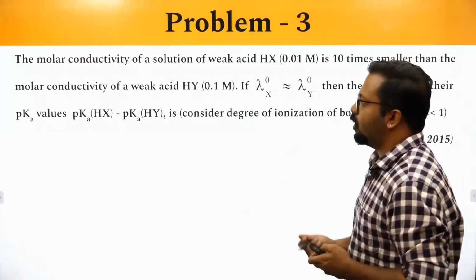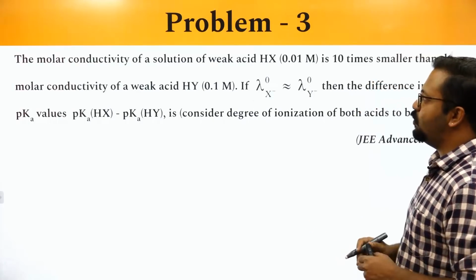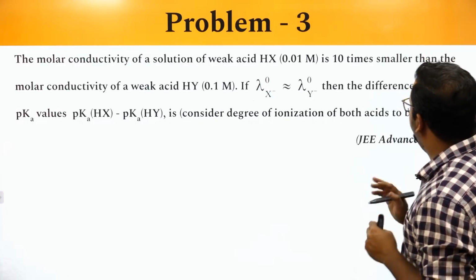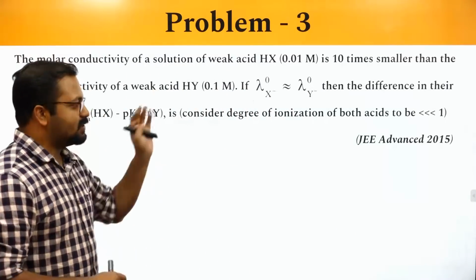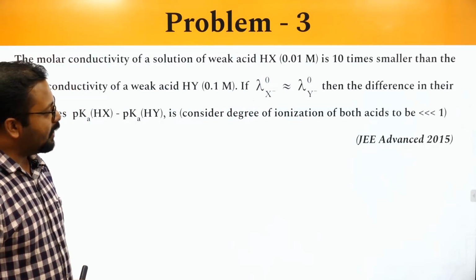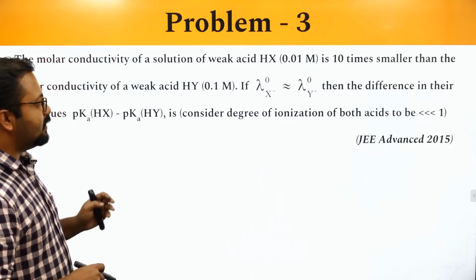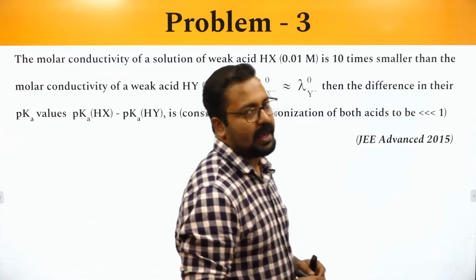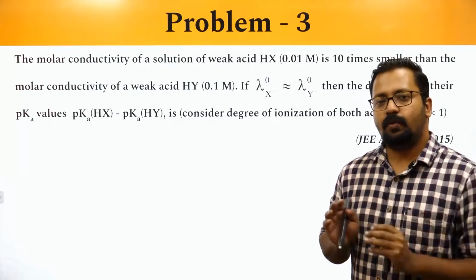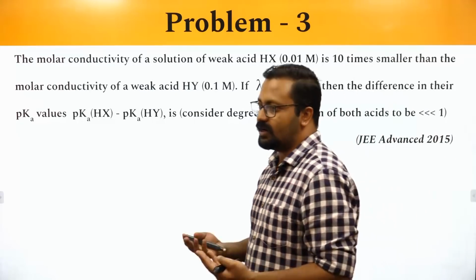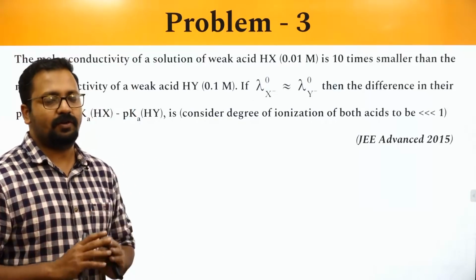So guys, let's look at this problem. The problem is about molar conductivity. Molar conductivity of a solution of weak acid HX is 10 times smaller than the molar conductivity of another weak acid, HY. Their respective concentrations are also given. If lambda naught X- is equal to lambda naught Y-, then the difference in their pKa values is to be calculated. This question came in JEE Advanced 2015, and it's a very easy question. It was asked as an integer type question, doesn't take too much time to solve, and is very straightforward.